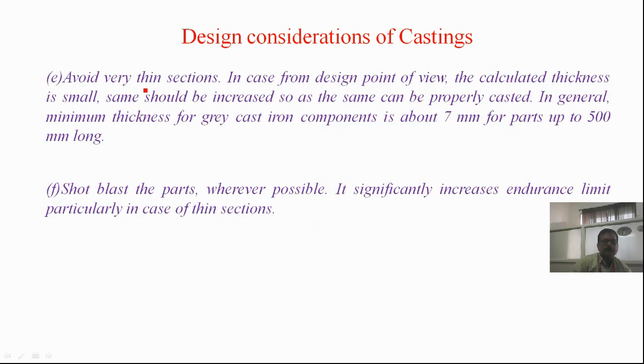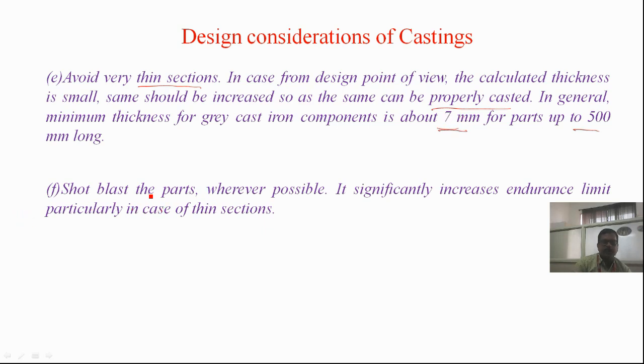So what we need to do is avoid thin sections, and if the thickness is small, it should be increased so that it can be properly cast. In general, the minimum thickness for a grey cast iron component is 7 mm for parts up to 500 mm long. Up to 500 mm long, the minimum thickness is 7 mm. So it must be greater than 7, it cannot be less than 7.